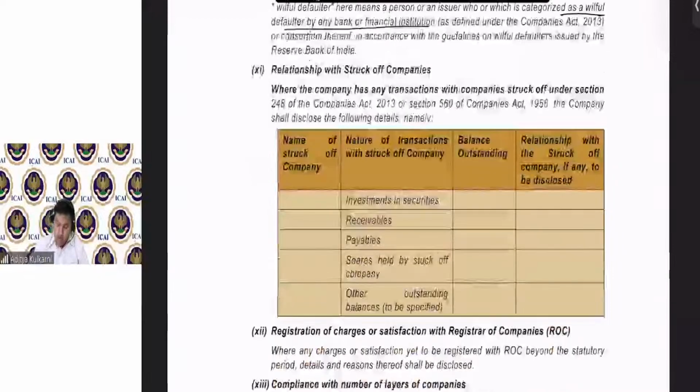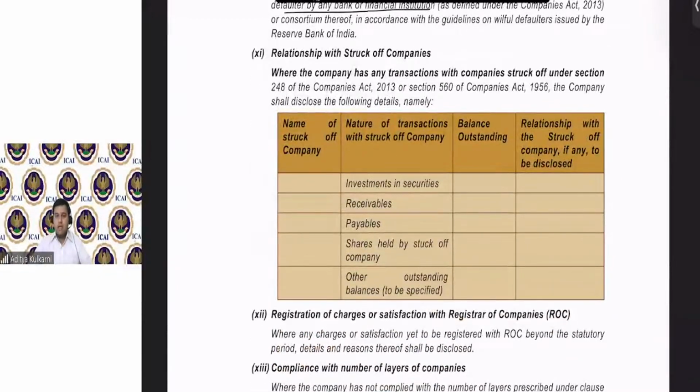Okay. Relationship with struck off companies. For companies which are struck off under Section 248 of the Companies Act or Section 560 of the Companies Act, you shall disclose the following details, namely investments, receivables, payables, shares held by the struck off company, and other outstanding balances to be specified. This is a very huge activity that needs to be done.